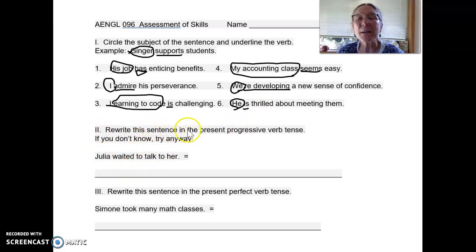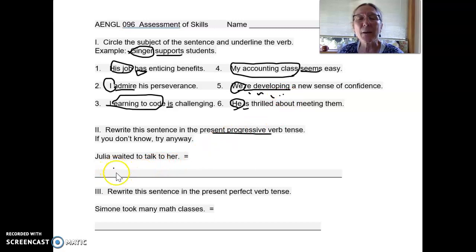Rewrite this sentence in the present progressive verb tense. Present progressive. Do we see an example of present progressive up above? Present continuous, present progressive. How about that right there? Yeah, that's it. Yep. Okay, so there's our model.